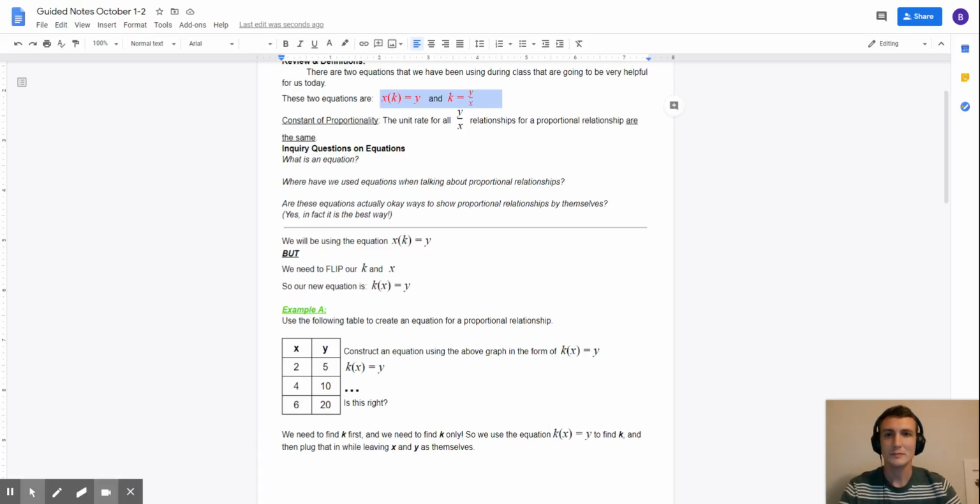Next up, finally, are these equations actually okay ways to show proportional relationships by themselves? Like, can I show or represent a proportional relationship with just an equation? Is that possible? Or do I need a table or a graph like I've done before? Can I use just an equation? And as you see right below, yes, it is the best way to represent a proportional relationship. We might be able to see that later, but you have to trust me right now. This is the best way. It is so nice and easy, guys. And it's kind of like the final way to do that. So yeah, there you go.